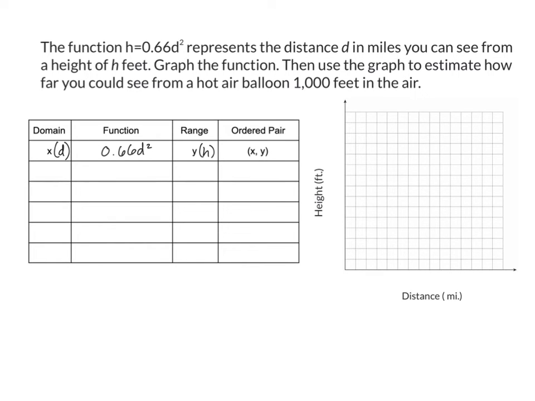So distance cannot be negative, so I'm going to use positive values for the domain. And then I was kind of given a hint here with 1,000 feet. I'm going to be using larger numbers than 1, 2, and 3. So I'll start with 0, but then I'm going to use larger numbers. So 10, let's try 20, 25, 30, 35, and 40. So I'm going off the chart, but that's okay.